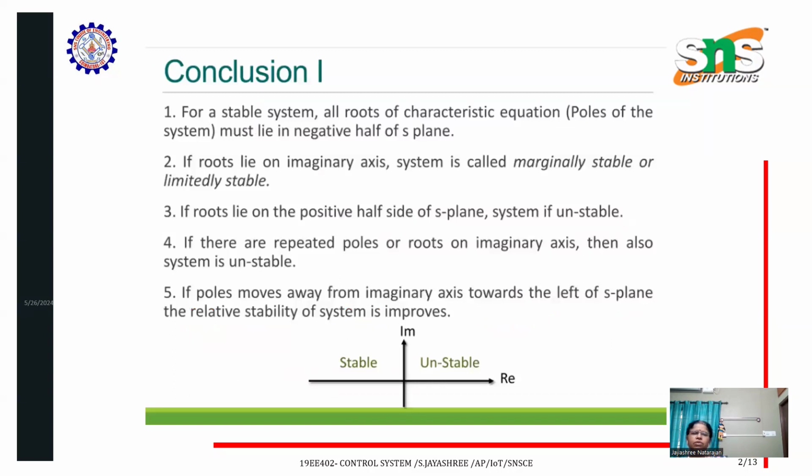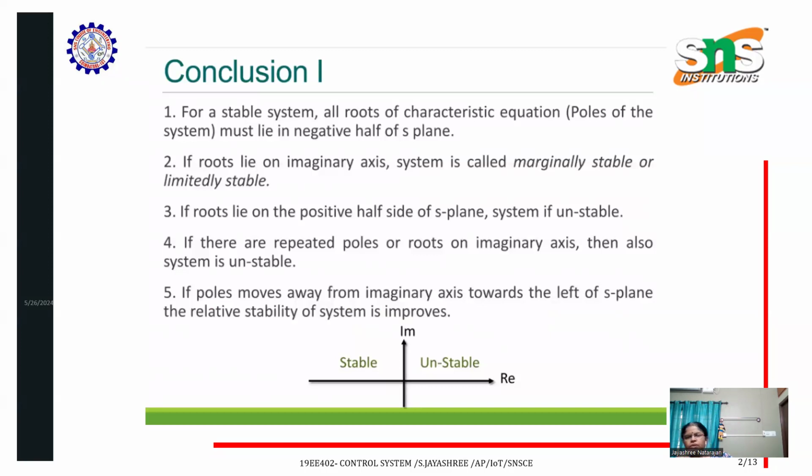What is my conclusion? For a stable system, all the roots of the characteristic equation, that is, the poles of the system, must lie on the negative half of the S-plane, with a negative real part and imaginary components. If the roots lie on the imaginary axis, the system is called marginally stable or limitedly stable. If the roots lie on the positive half of the plane, the system is unstable. If there are repeated poles or roots on the imaginary axis, then also the system is unstable.